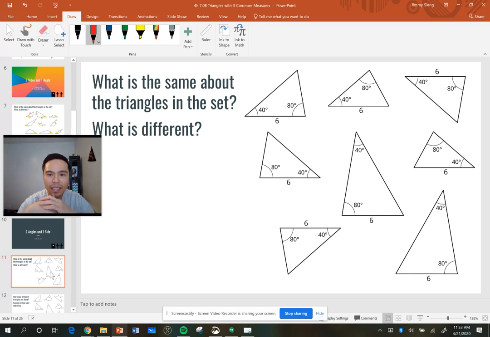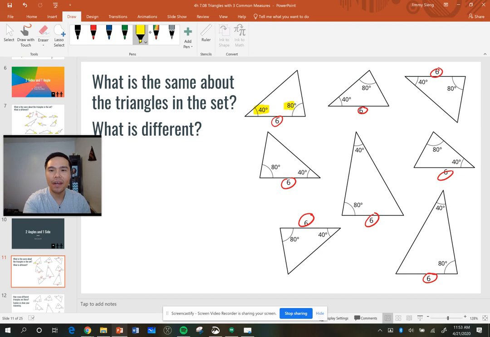So if I was to look at this, well, I do notice that 6 is everywhere, right? That's the same. I also notice that those angles are right there from each other, right? All those have 40 and 80 degrees. You can also say one triangle shooting up, another shooting down, okay?